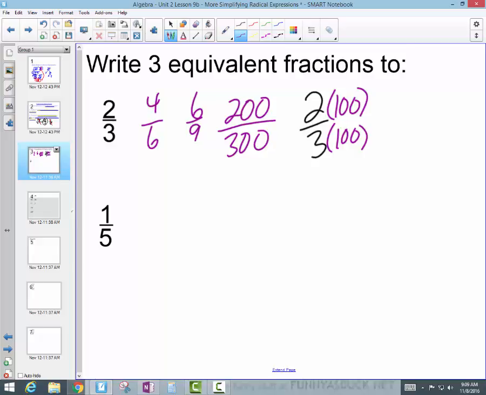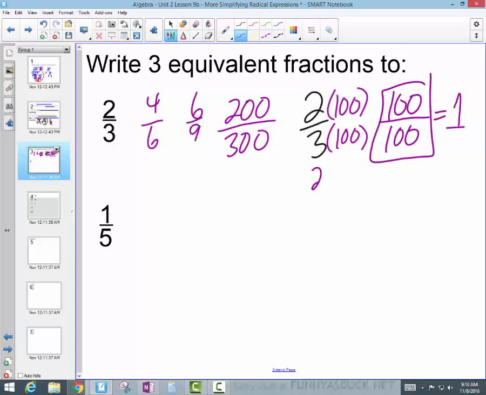And the reason that that works is when I have 100 on top and I have 100 on bottom, remember what this is actually worth. 100 over 100 is still just worth 1. So when we're doing this, we're still just taking 2/3 times 1. Now it's a different representation of 1, but it's still just multiplying it by 1. And we know if we multiply a number by 1, we're still back to what we had to begin with. And so that's why this works for fractions.